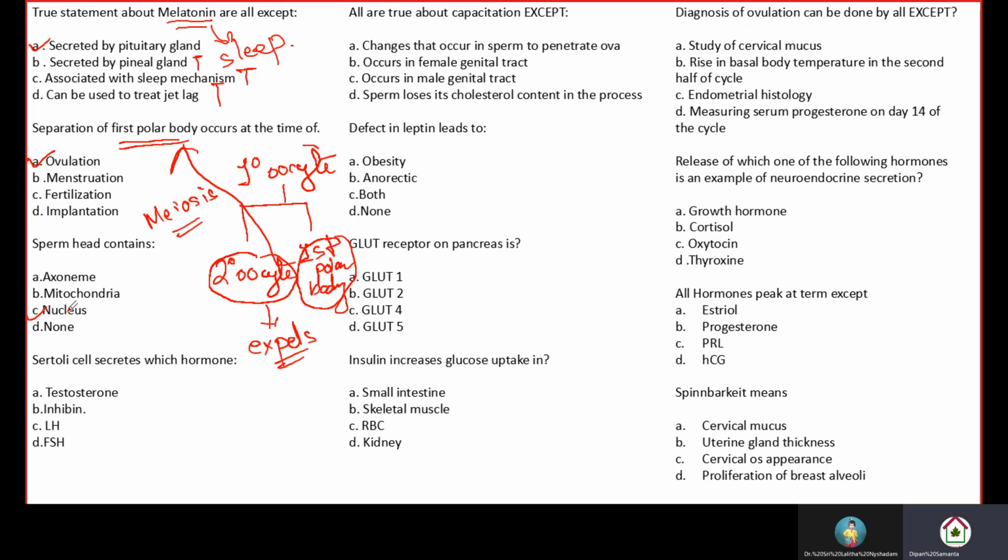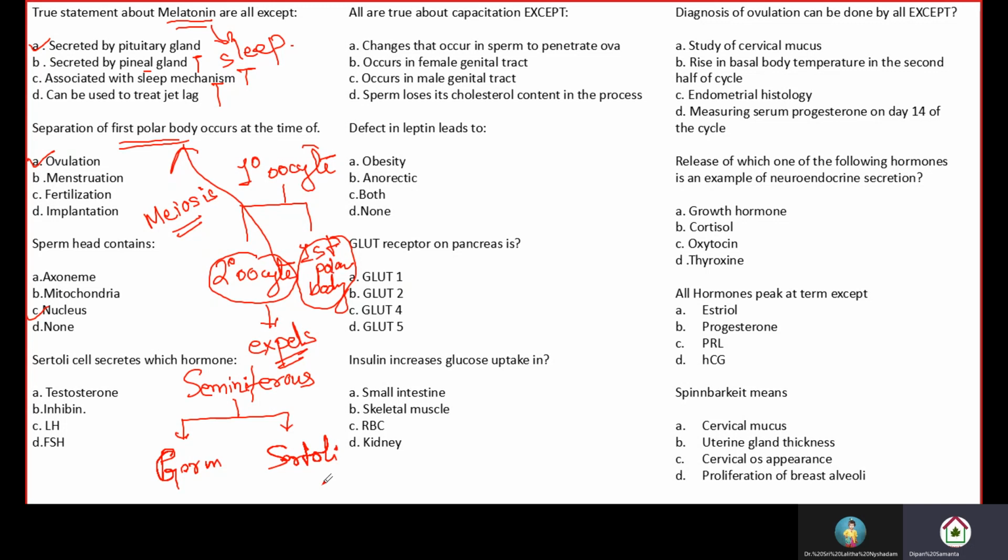Next, Sertoli cells secrete which hormone? So before going to the answer, first we see Sertoli cells. First of all, Sertoli cells are found in seminiferous tubules. So seminiferous tubules, you have to understand, are lined by primitive germ cells and Sertoli cells.